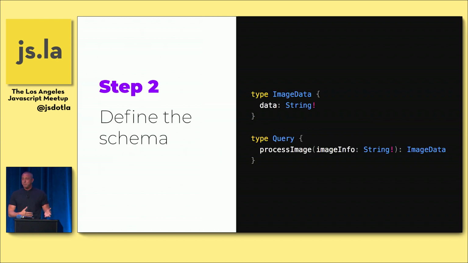And then for the query, we basically have this operation where we pass in the process image and we pass in the image info, and that returns the image data. And the image data is the return value from that processing software, the Rekognition machine learning service. And that image data is basically an object that just tells you what's in the image.